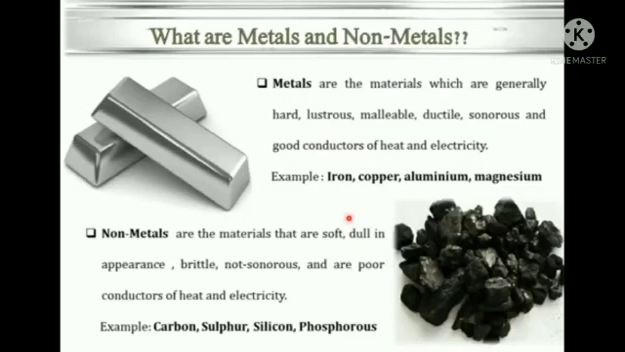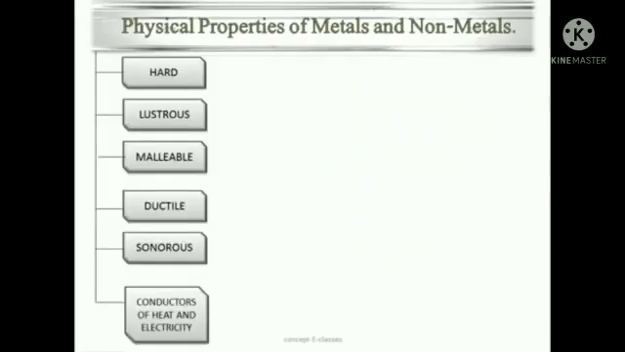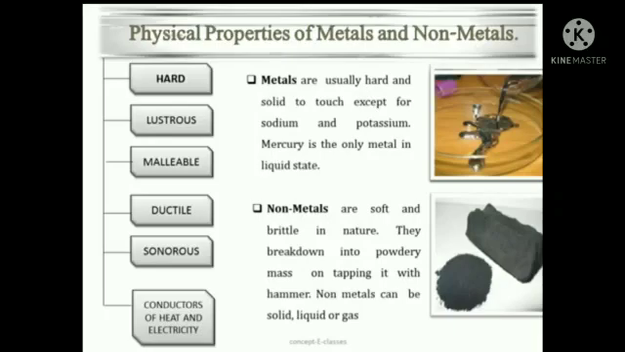So we will explain their physical properties in detail. Okay. Physical properties of metals and non-metals. As we study that, metals are those materials which are hard, lustrous, malleable, ductile, sonorous, conductors of heat and electricity. And as I have mentioned earlier, non-metals are those elements which do not possess any of these metallic characteristics. So let's discuss each of these properties in detail. And the first one is hard.